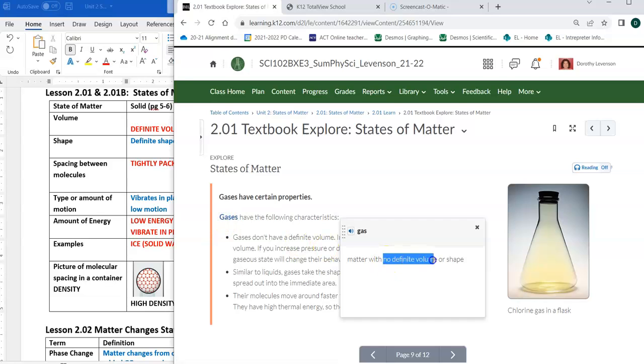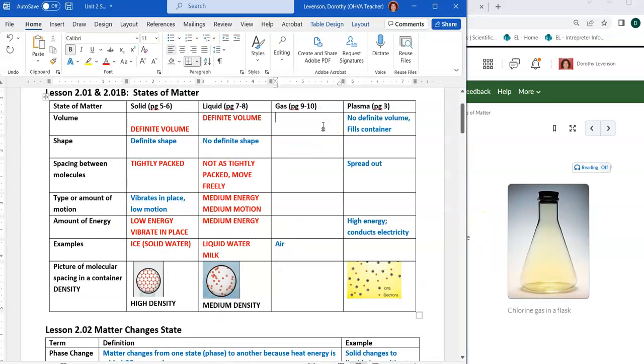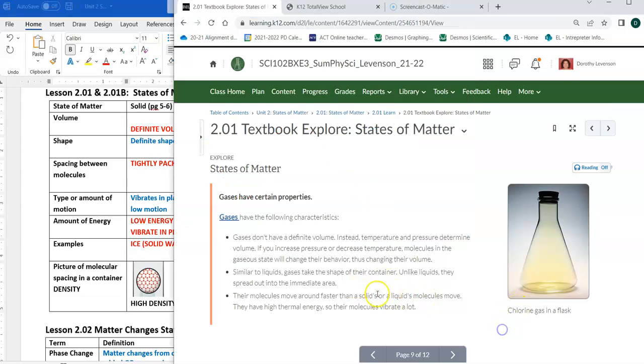Gases have no definite volume and no definite shape, so we can fill those in. No definite shape, volume, and then go down, no definite shape. And then we can talk about spacing, motion, and energy, right? They can spread out and fill the whole container. They can be compressed under high pressure. They will take the shape of the container and fill the entire volume of that container.